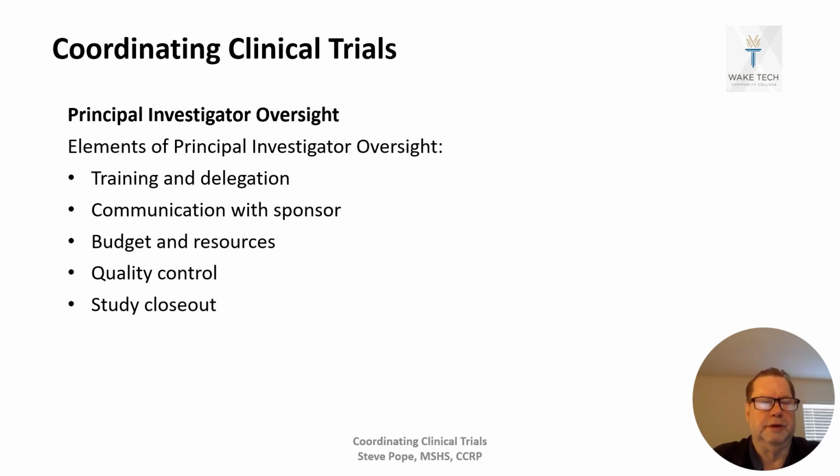Also related to principal investigator oversight are training and delegation. That's why you do the delegation log, communication with the sponsor, budget and resources. This is an area that you're going to play a key role in. Quality control. And then finally, study closeout, because there are IRB requirements and there are post-study requirements from the FDA that your PI is going to need to be aware of and need to adhere to.